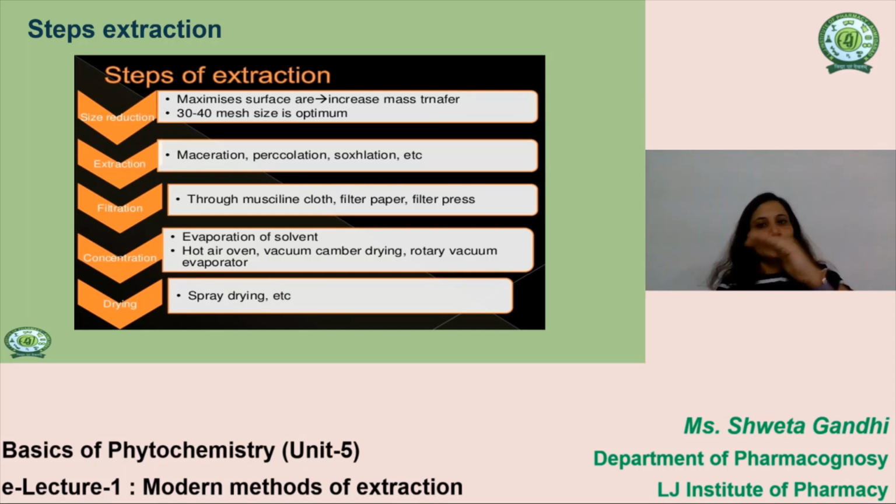Okay, first we will do the size reduction, then we will go for extraction, so that after size reduction, extraction will be easy. In extraction, we will use any process, chosen depending on the condition. It may be maceration, percolation, supercritical fluid extraction, Soxhlet extraction, microwave assisted extraction. After extraction, we will do filtration, with the help of Whatman filter paper, muslin cloth, etc. Then we will get the filtrate and concentrate it to get the residue, the active constituent. So the next step is concentration.